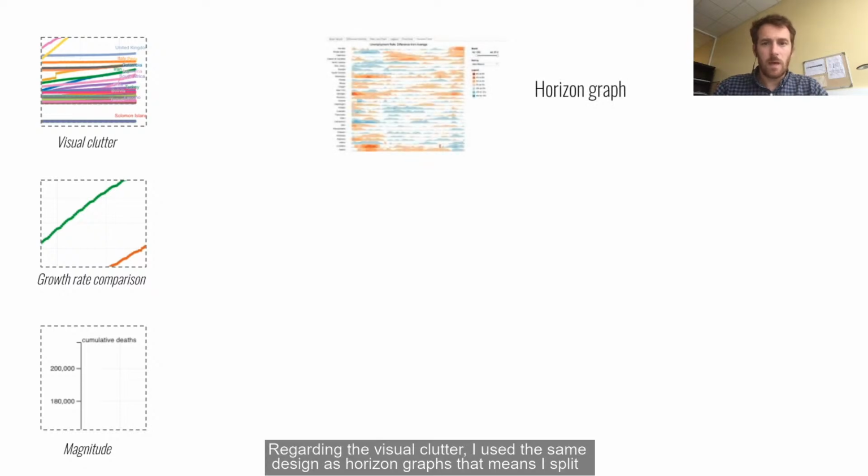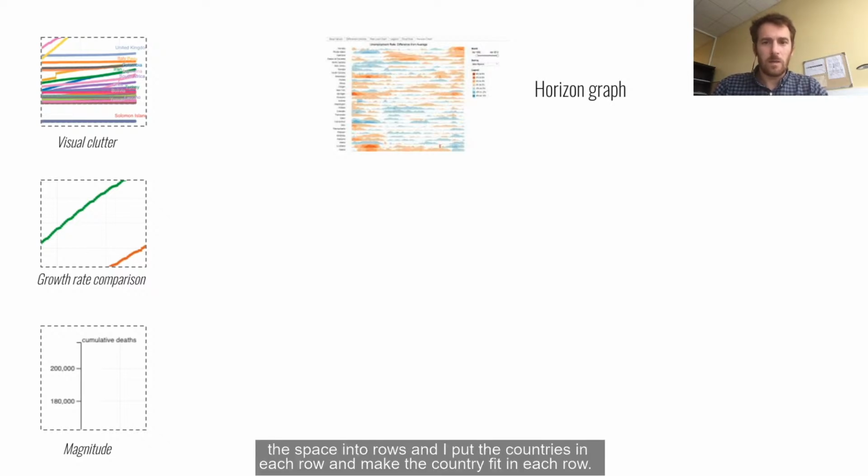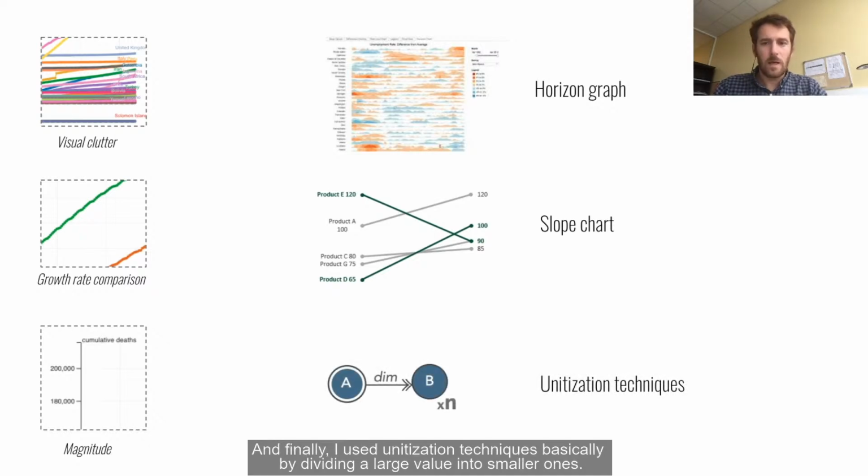Regarding the visual clutter, I used the same design as horizon graph. That means I split the space into rows, and I put the countries in each row and make the country fit in each row. I use slope charts by comparing time intervals instead of every single time point, and the trend will be visualized as the slope of the segment that connects those 2 time intervals. And finally, I used unitization techniques, basically by dividing large values into smaller ones.